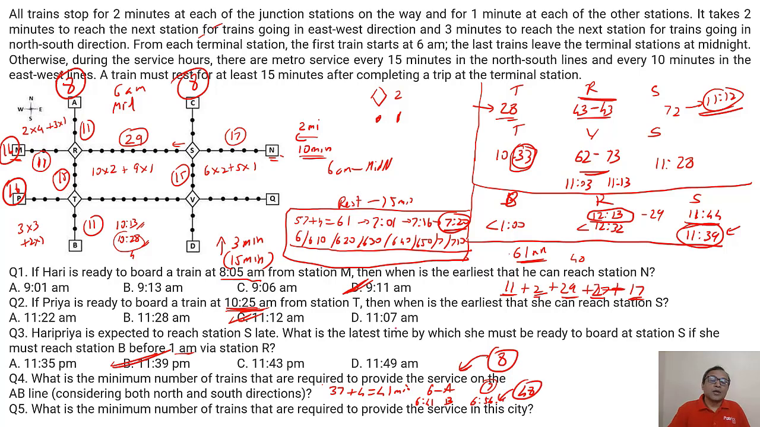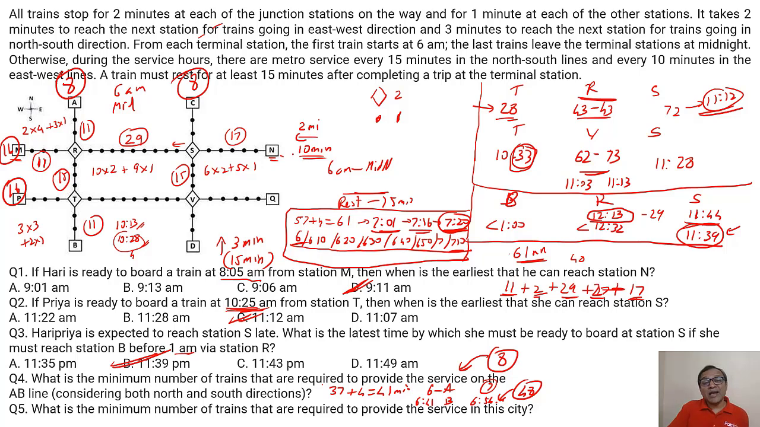I'll repeat this again. If you look at a train starting from M, when can I use it again at N? If I'm going from M, I'll reach N at 7:01 because of 11 plus 29 plus 17 plus the waiting time. 7:01, but 15 minutes rest time, so 7:16 I can use the train, but there is no train at 7:16. I can use the train at 7:20. That means from 6 to 7:10 I have to use new trains at N, which is 8 trains.